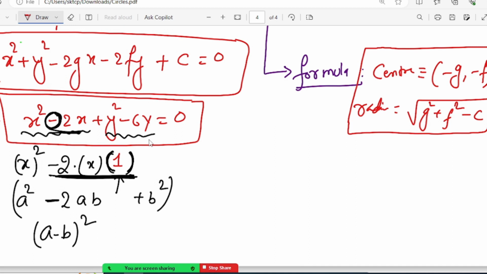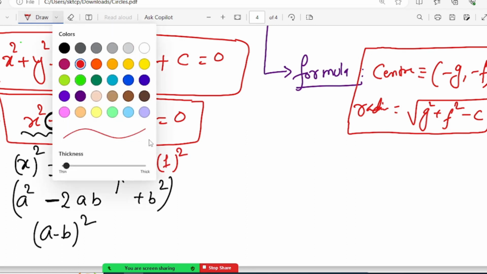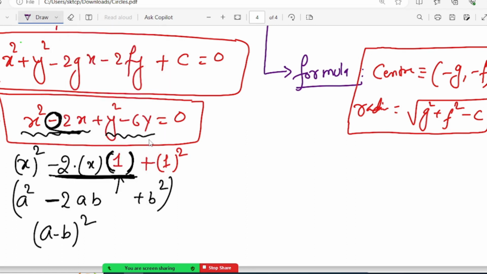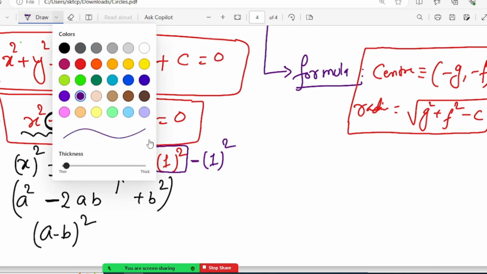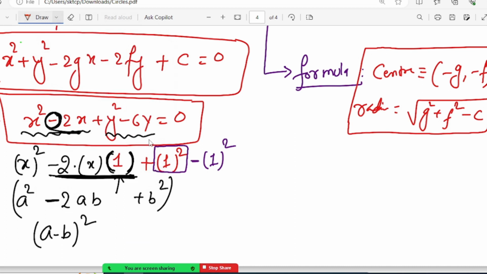One. So what's the next term required? It's 1 square. Now since we have added this 1 square by our own thinking, by our own logic, due to our own benefit, I will adjust this simultaneously so that there will be no change in the question at all, right? Right, Rishit? Now do the same thing with y terms.